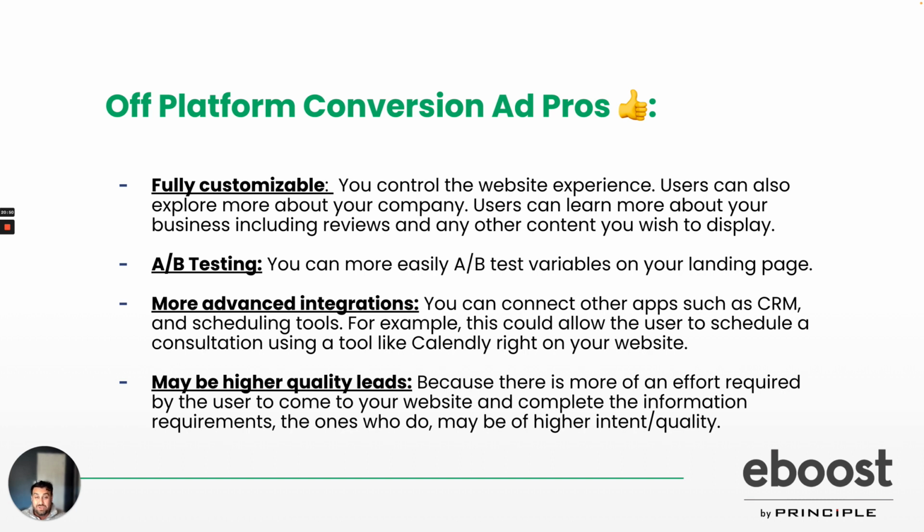A/B testing, so you can much more easily A/B test variables on your landing page. You can split that traffic as it comes in, and you can have one version of your website where the lead form is on the right, one version where the lead form is on the left, one version where you're asking for more information, one with less information, one with a bright blue background, one with a bright pink background. Whatever you want to do, you can quickly A/B test all that.